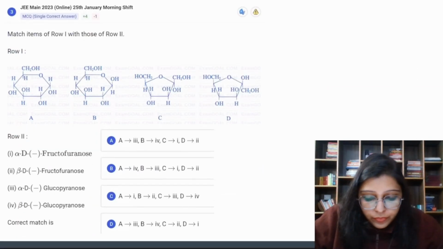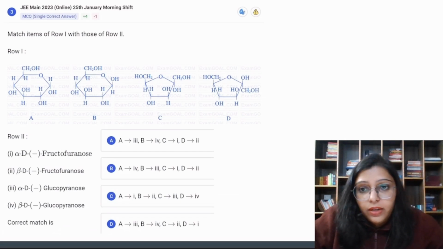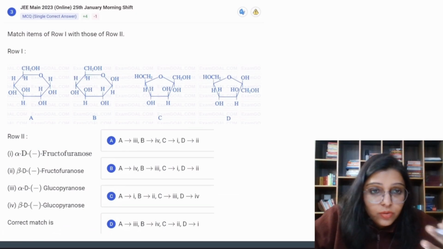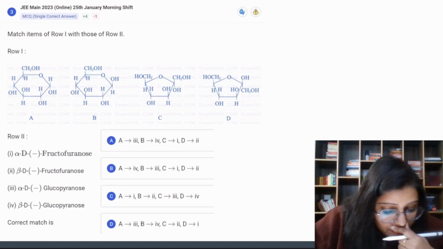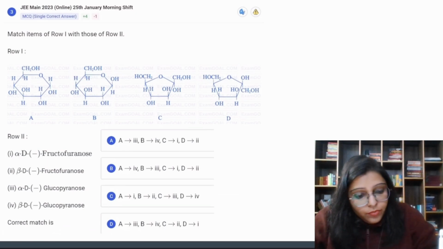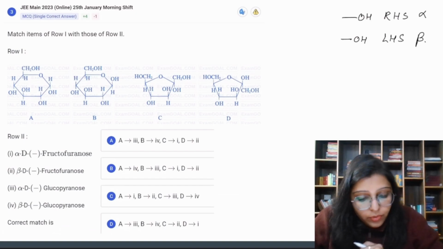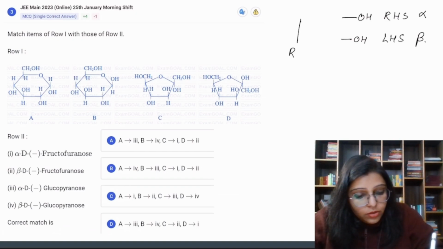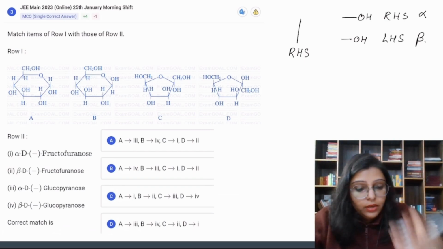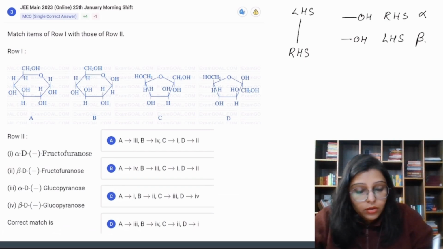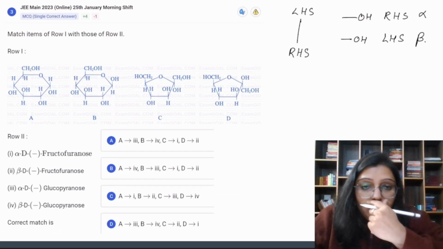Now the next question. Match items of row 1 with those of row 2. In row 2 we have fructofuranose, alpha form, beta form and all. So first of all, if OH is on the right hand side, then that is the alpha form, and if OH is on the left hand side, that is going to be the beta form. Whatever is present on the right hand side we have to put down, and whatever is present on the left hand side we have to put above.